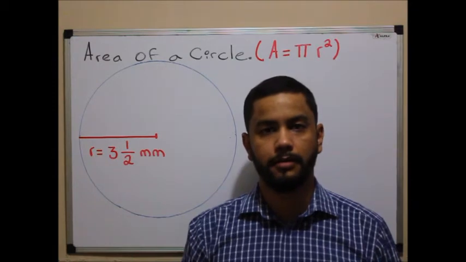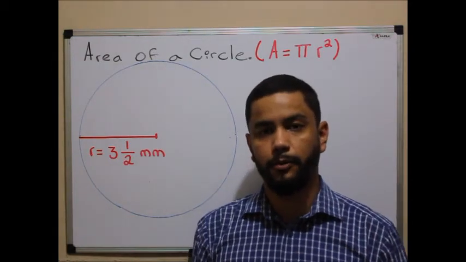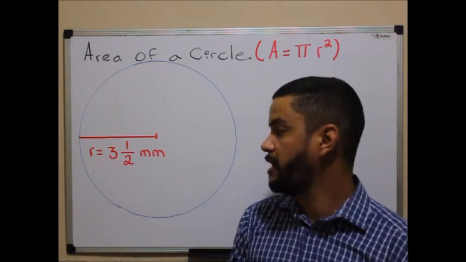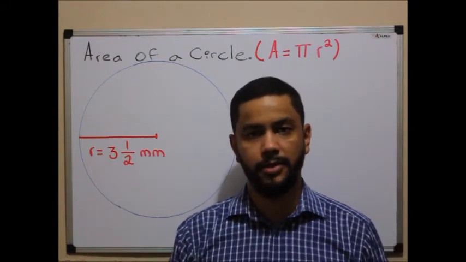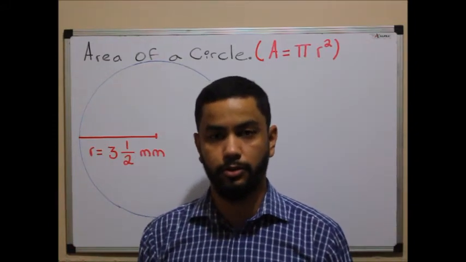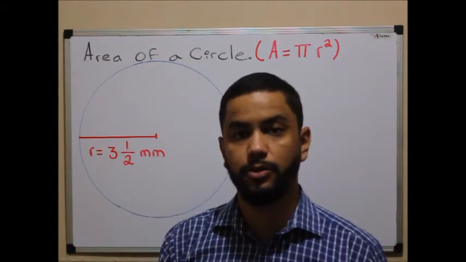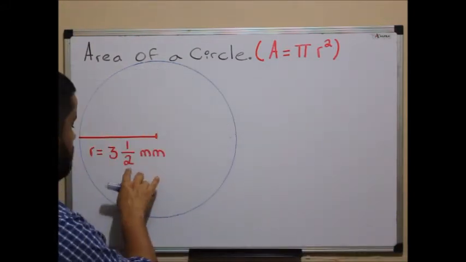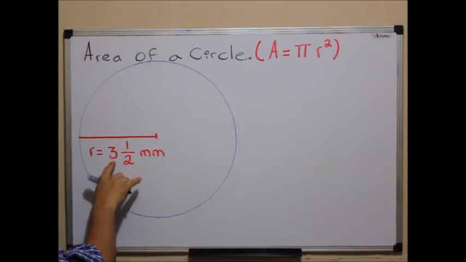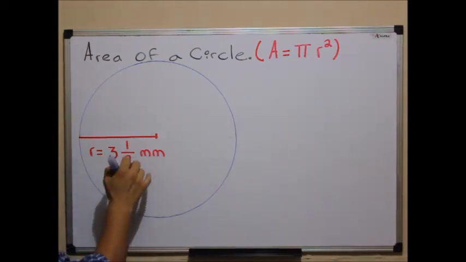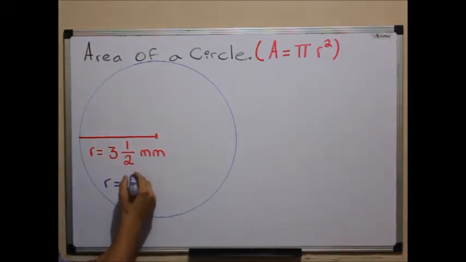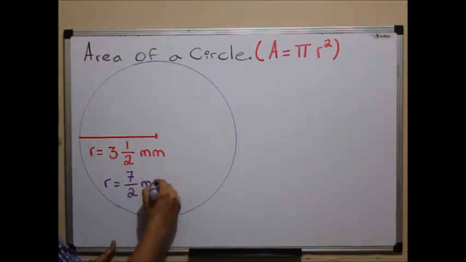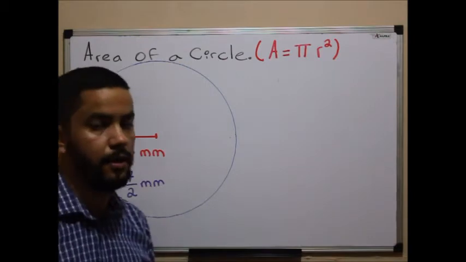Instead of having diameter, we're having radius. But our radius is a mixed number. That means that we need to change it into an improper fraction. So we're going to say 2 times 3 is 6. 6 plus 1 is 7. So we're going to have here 7 over 2 millimeters. That will be our radius.